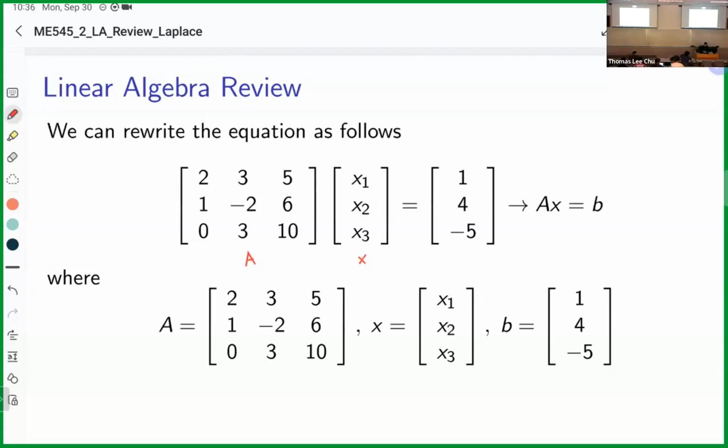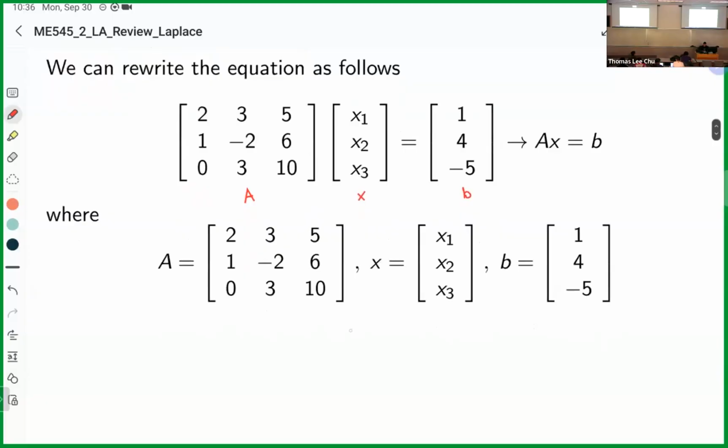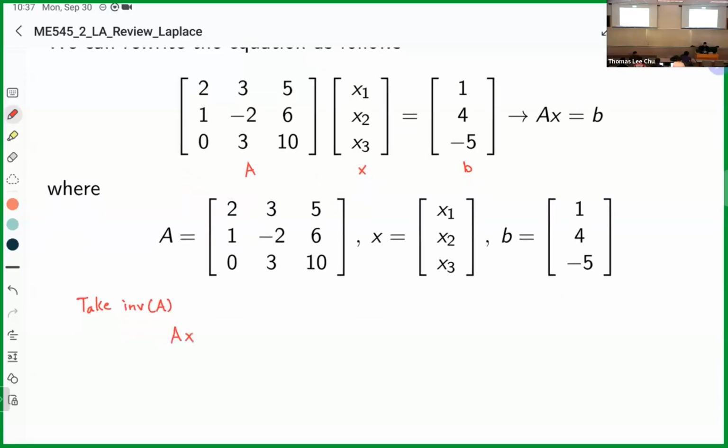Yeah, our A matrix, our X vector, and then our solution B. The reason why we like this form is that instead of having three different linear equations, we now just have a single linear equation in matrix form. So basically what we can do is solve for this, where if we take the inverse of A, we get AX is equal to B.